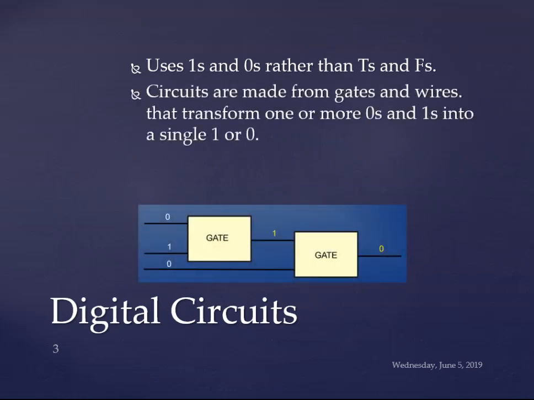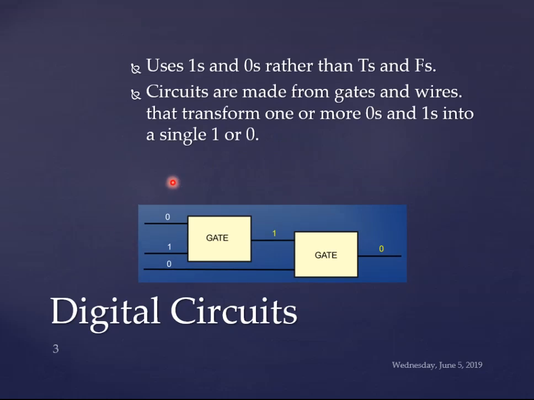The second thing to know is that circuits are made from gates and wires that connect the gates. And they transform one or more zeros and ones into a single zero or one. So you can see here, you have some wires, all right?